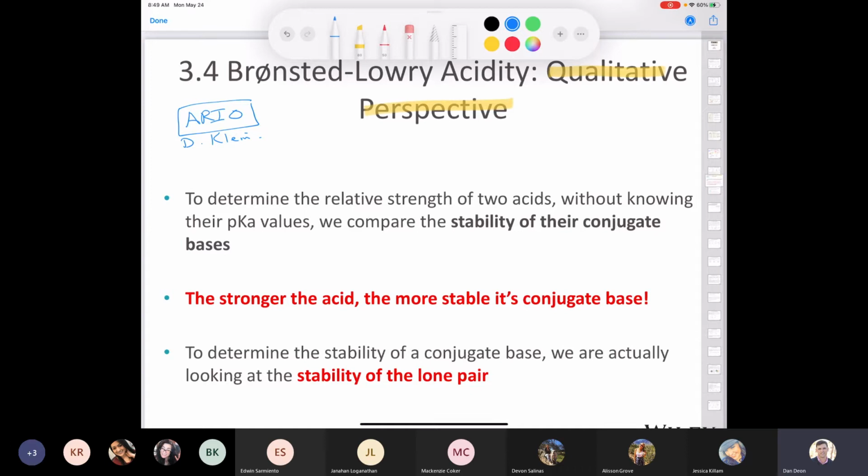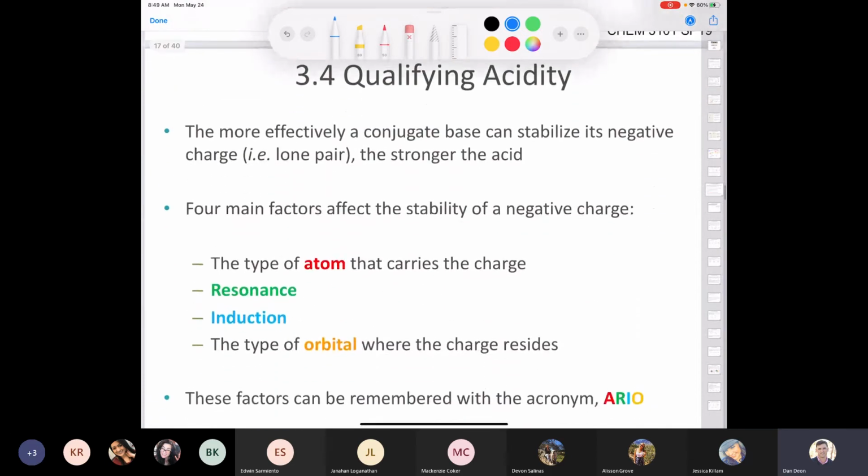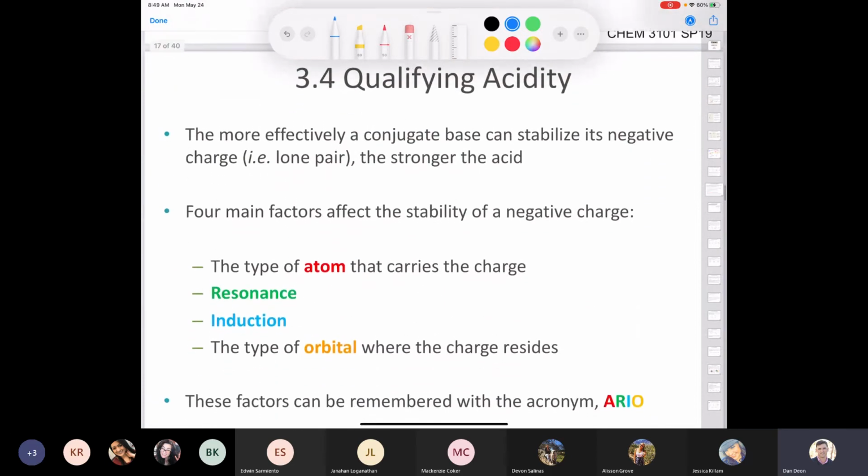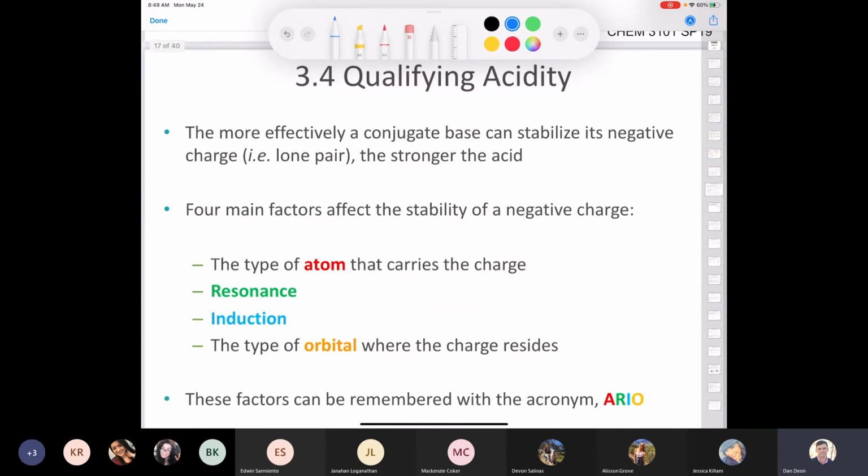So in order for us to evaluate how stable a conjugate base is, we're actually looking at the lone pair, right? Because when you form a conjugate base, you're going to have some lone pair. And we're just saying, how stable is that lone pair? Is that lone pair content where it is? Or is it like, I don't like being a lone pair, I want to get a proton again, okay? So the more effectively that conjugate base can stabilize its negative charge, the stronger the acid, right?